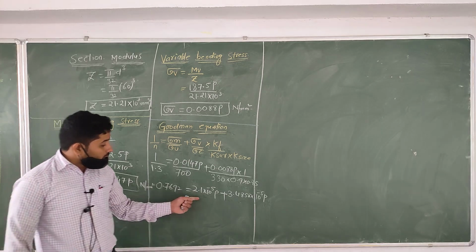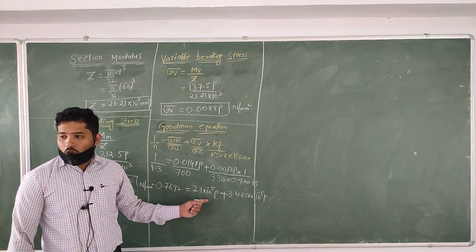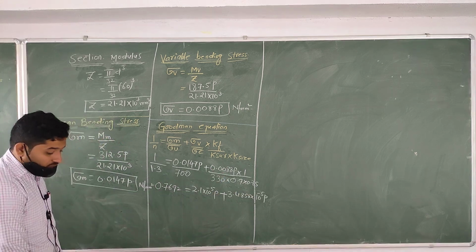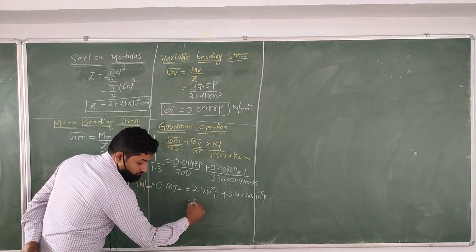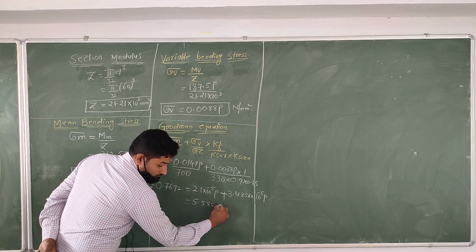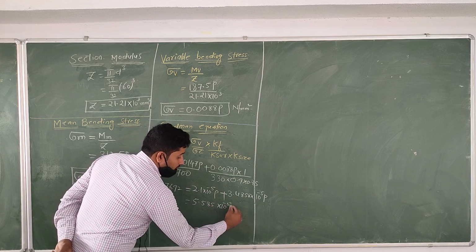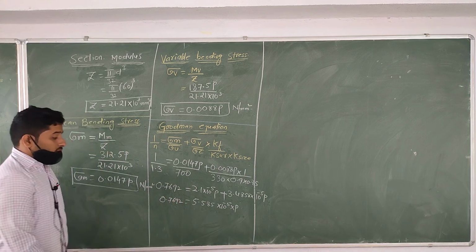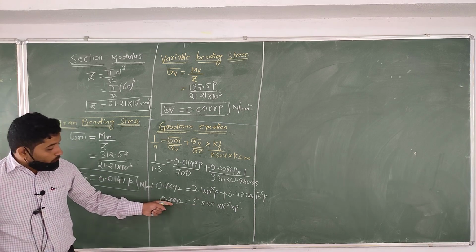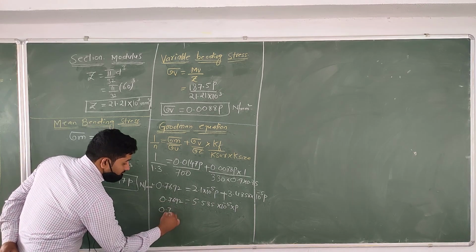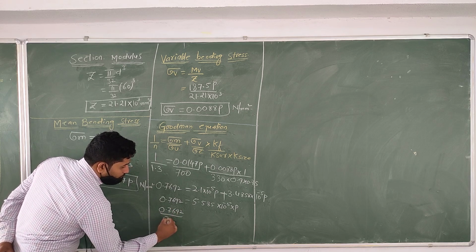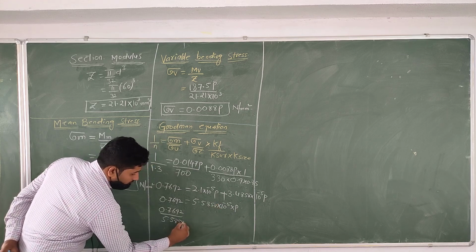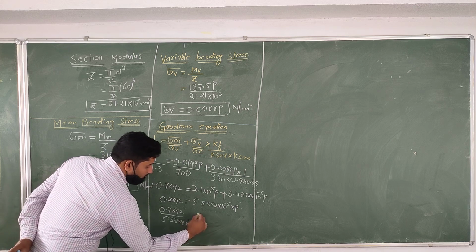Okay, then you need to add this value 2.1 into 10 power of minus 5 plus 3.485 into 10 power of minus 5, then you will get the value 5.585 into 10 power of minus 5 into P. Okay, by 0.7692, you just need to divide this term 0.7692 by 5.585 into 10 power of minus 5 equal to P.